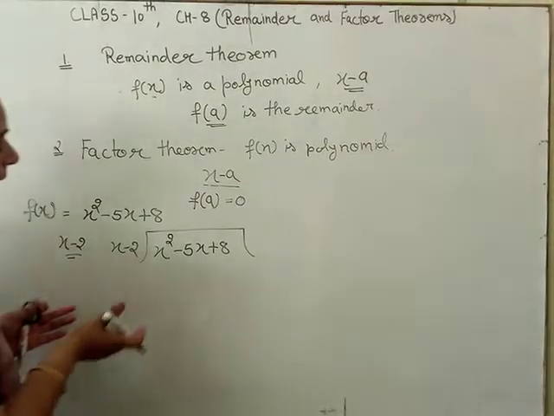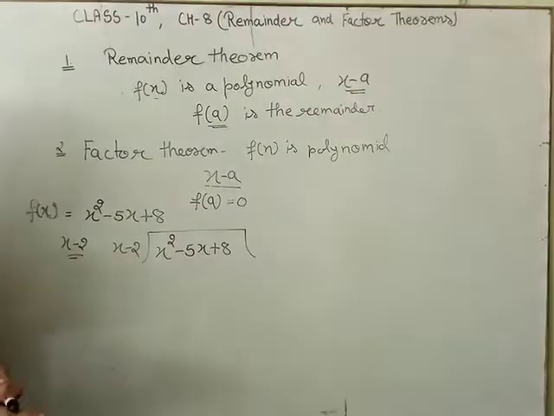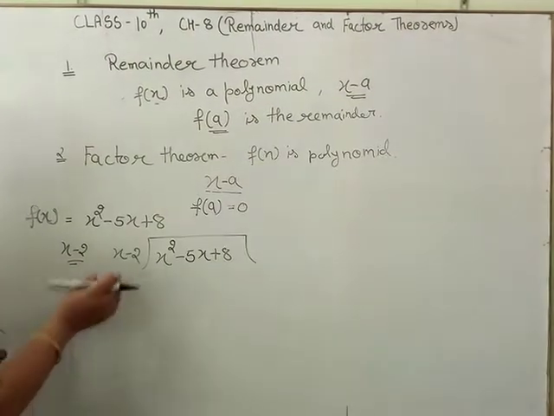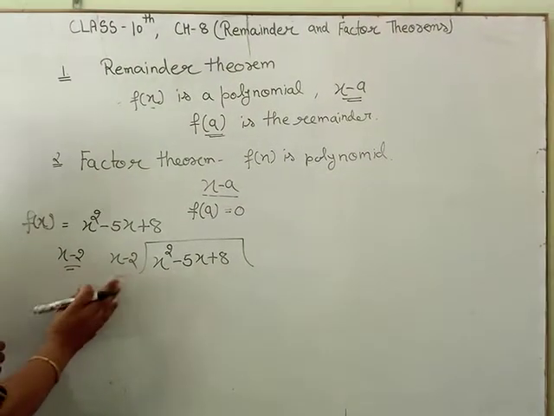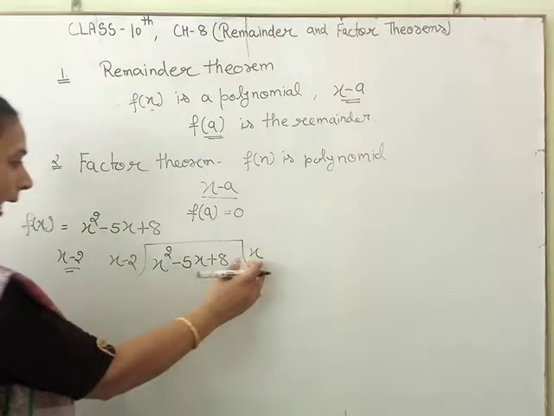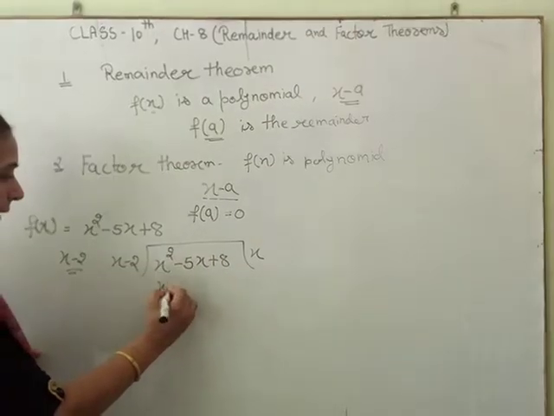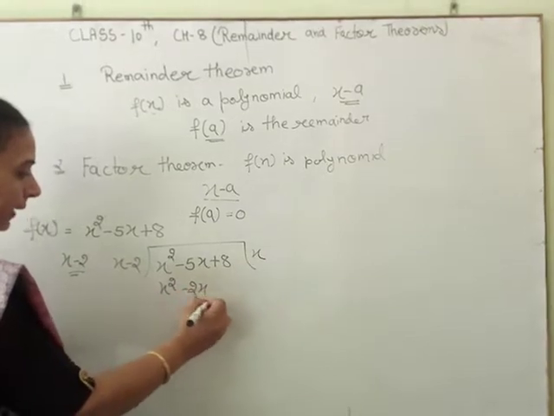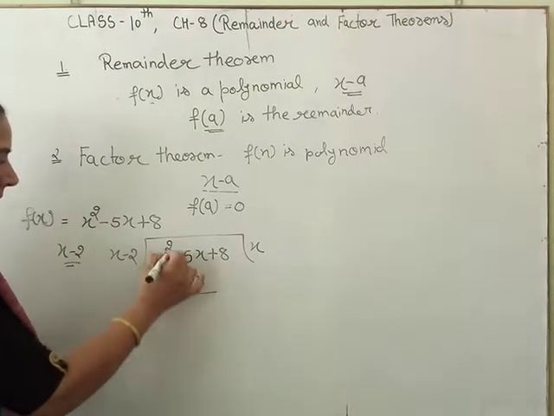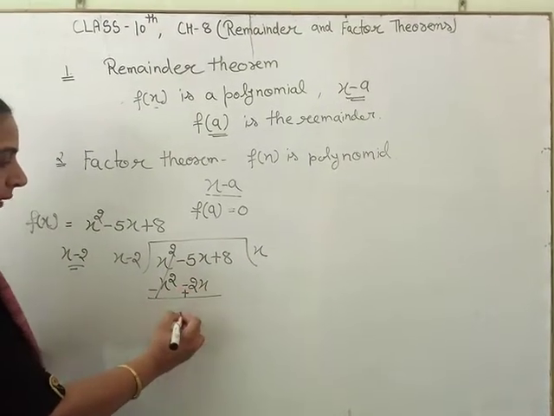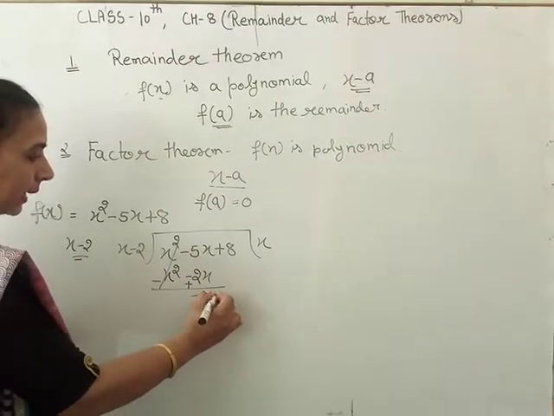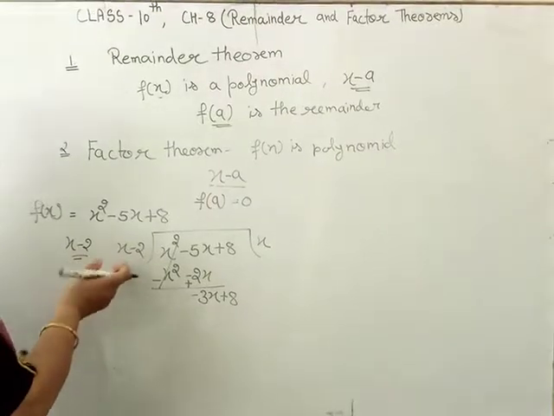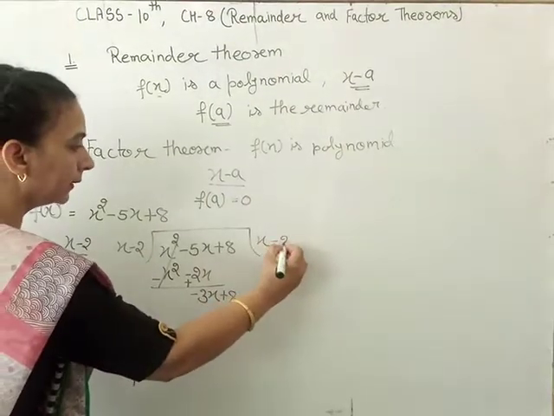Students, we already solved this type of question in 8th standard. X square minus 5x plus 8 divided by x minus 2. First, x multiplied by x gives x square, x multiplied by minus 2 gives minus 2x, then minus and plus cancel out, minus 5x plus 2x is minus 3x plus 8. Again divide by x minus 2, then minus 3.